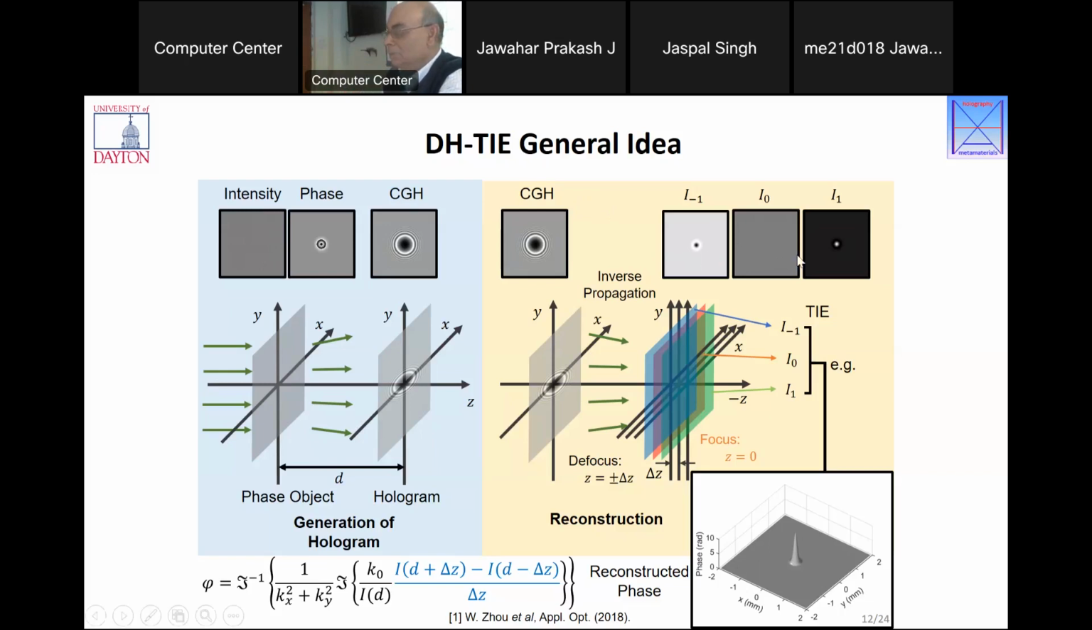So all you do is apply the transport of intensity equation in this formula, and then find the phase. And the phase is exactly correct, of course, as we started out with. So it worked in theory. Let's see if it works in experiment.